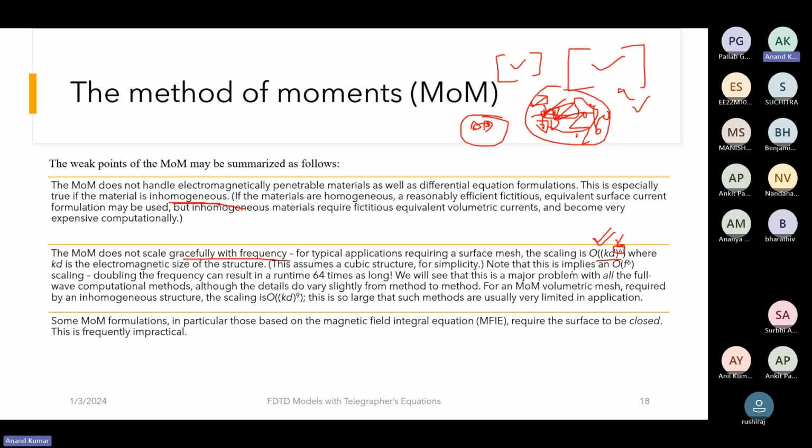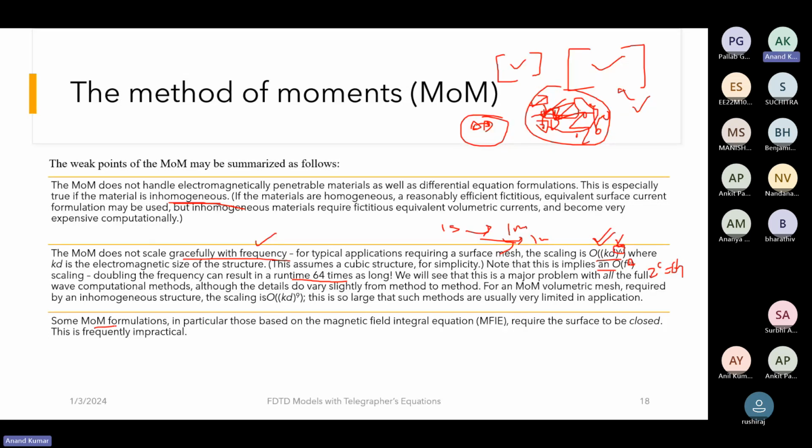For example, if you double the frequency, since the order is 6, 2 to the power 6 will give you 64. So your runtime will become 64 times longer. For example, if you're solving a problem in 1 second for one particular frequency, this will become 1 minute if you double the frequency, and it will become an hour or so if you double that as well. So this is not very good if you're trying to solve for higher frequencies.